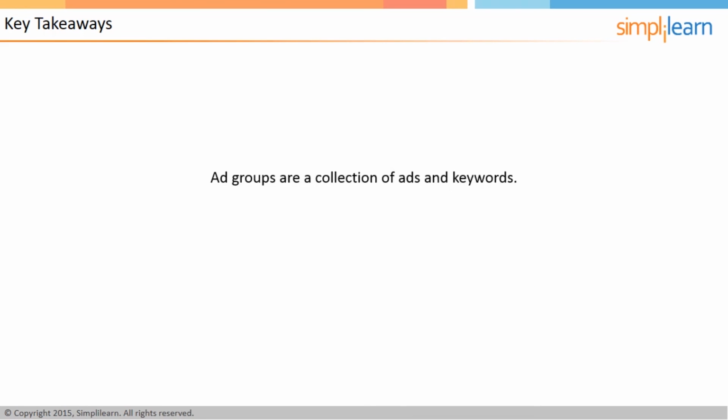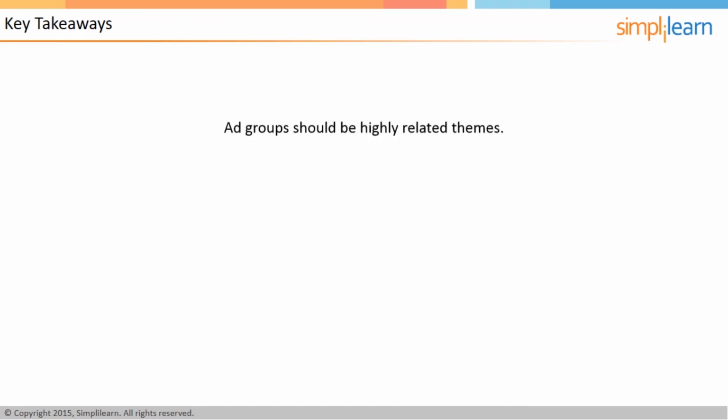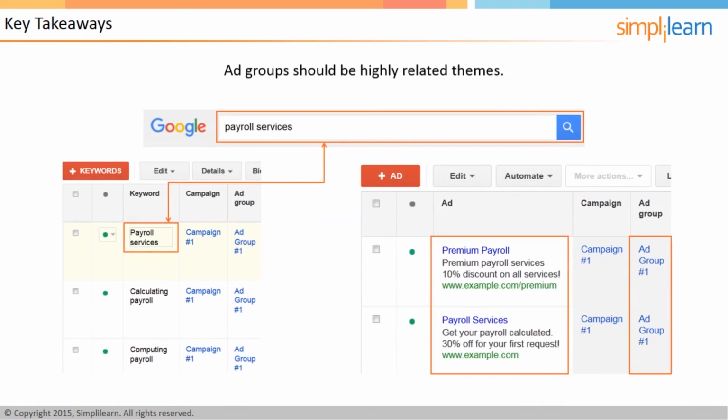Ad groups are a collection of ads and keywords. Ad groups are shown based upon the campaign level settings that dictates their overall setting, but only ads can show for an ad group that is triggered by the keywords in that same ad group. So ad groups should be highly related themes of very closely related keywords and ads, and then a landing page.